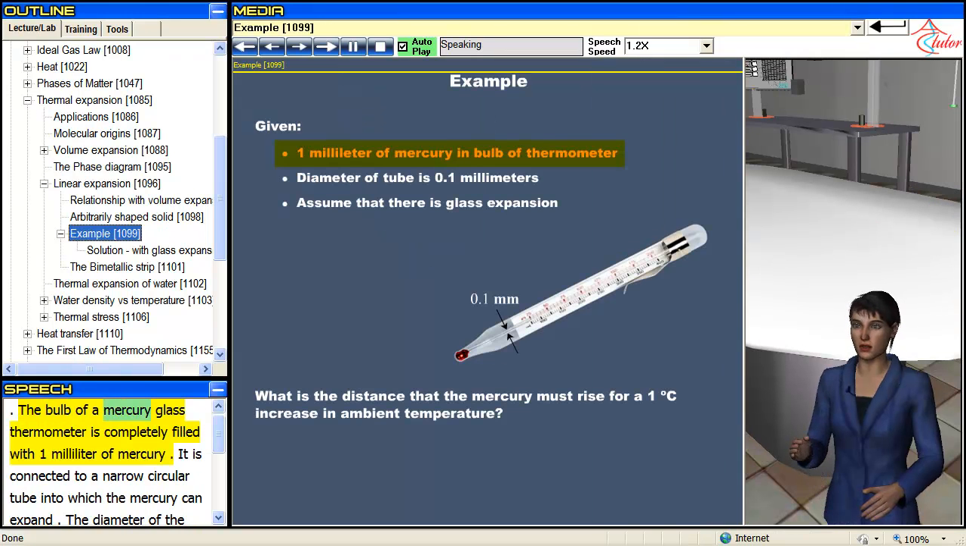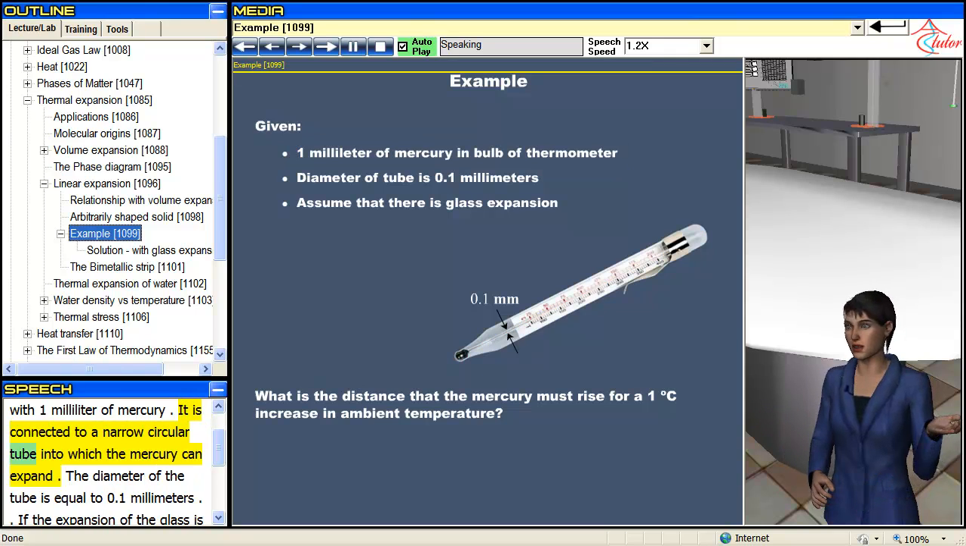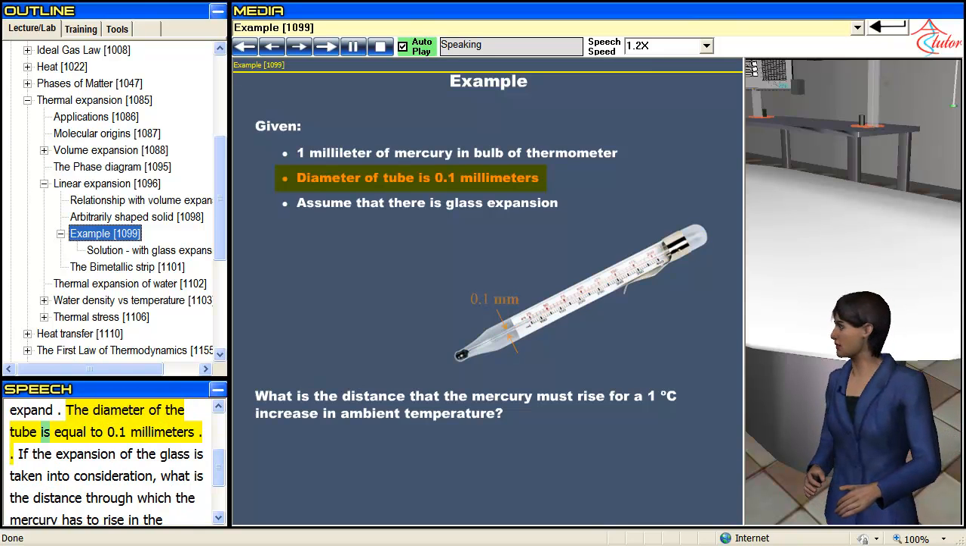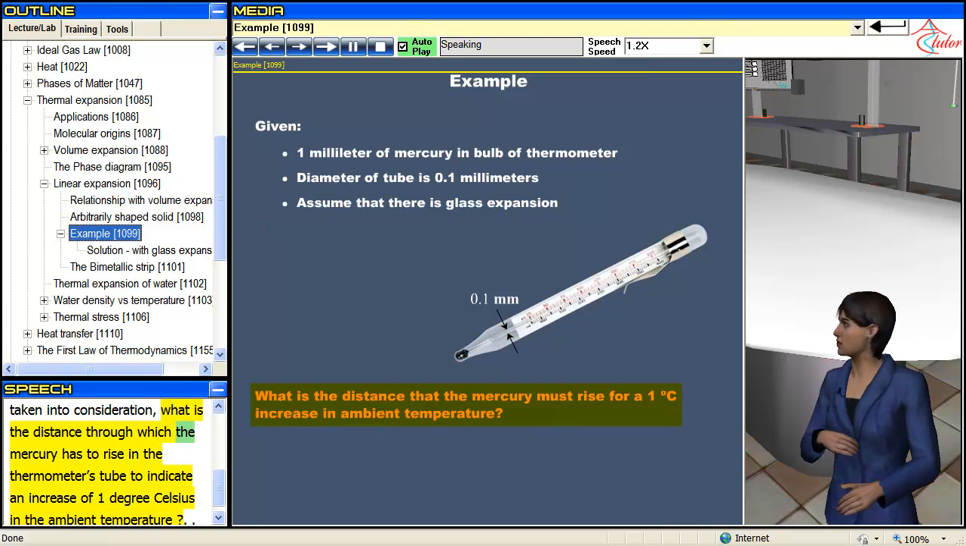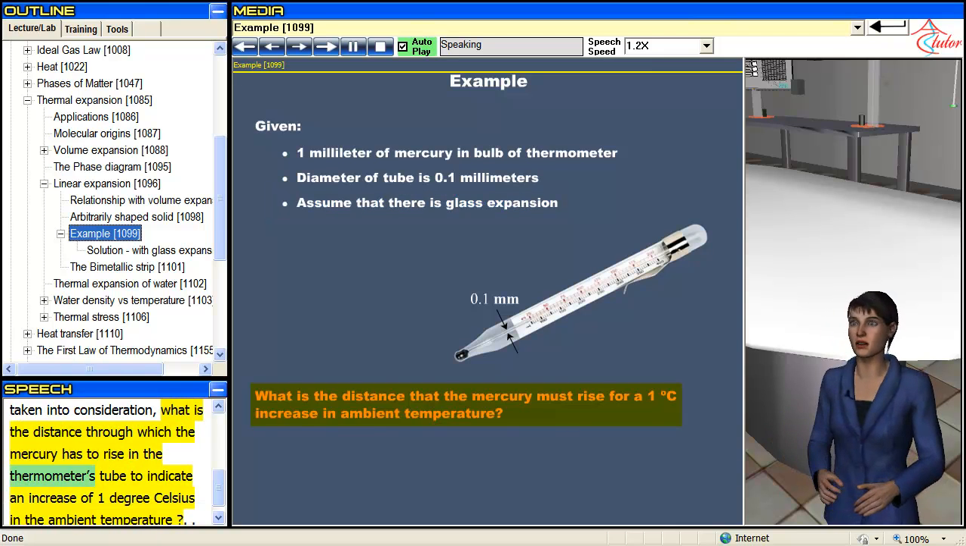The bulb of a mercury glass thermometer is completely filled with 1 milliliter of mercury. It is connected to a narrow circular tube into which the mercury can expand. The diameter of the tube is equal to 0.1 millimeters. If the expansion of the glass is taken into consideration, what is the distance through which the mercury has to rise in the thermometer's tube to indicate an increase of 1 degree Celsius in the ambient temperature?